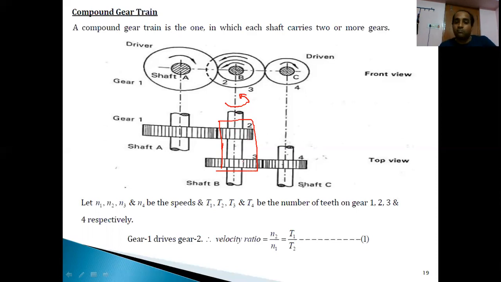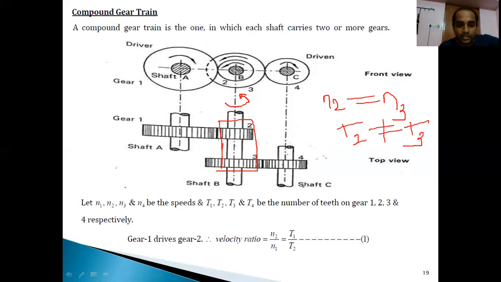But if you observe in the front view, the diameter of gear 2 is smaller, which means it has fewer teeth. Similarly, the diameter of gear 3 is larger, which means there are more teeth. So even though the speeds N2 and N3 are equal as they are mounted on the same shaft, their teeth T2 and T3 are not equal to one another. Keep this in mind.